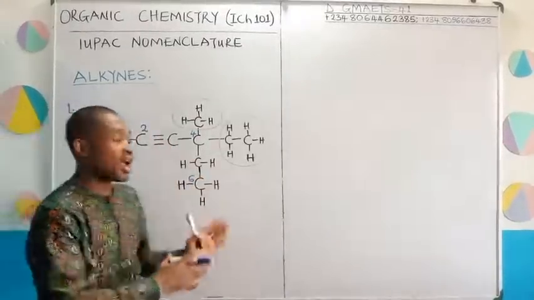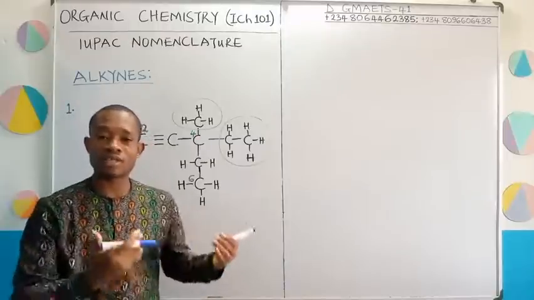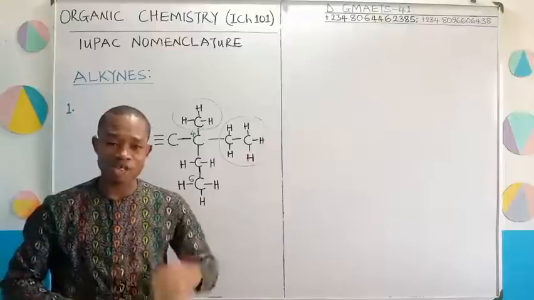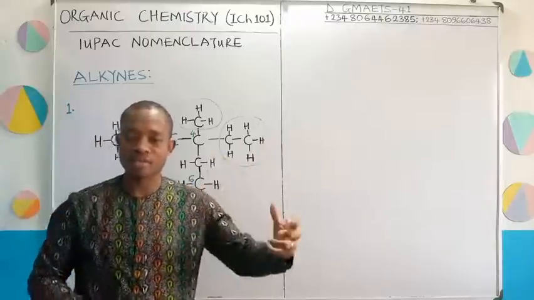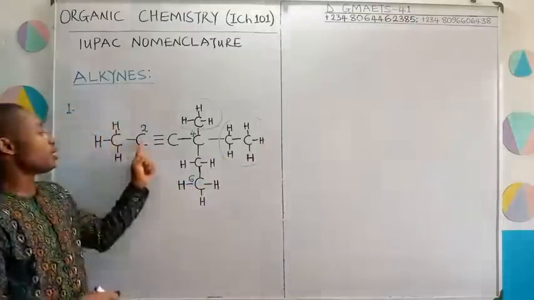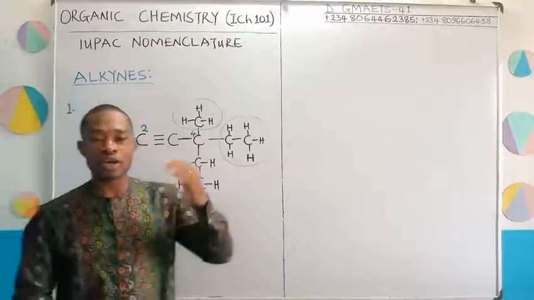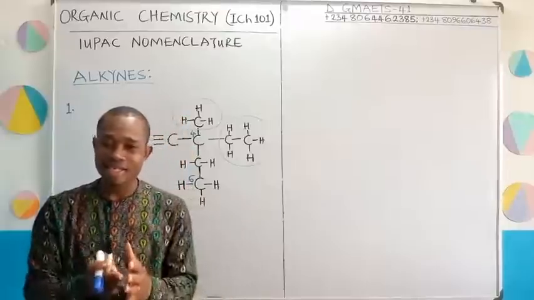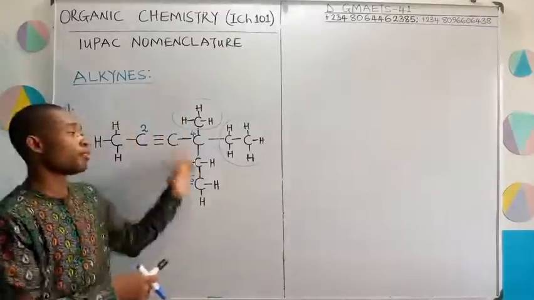Because the parent chain has 6 carbon atoms, it means that this is going to be hex. That's the prefix. Remember, 6 carbon atoms has the prefix hex. And then, since the triple bond is on the second carbon atom, we're going to say 2, and then we'll conclude with what? -ine. Hex-2-ine. That's the name of the parent.